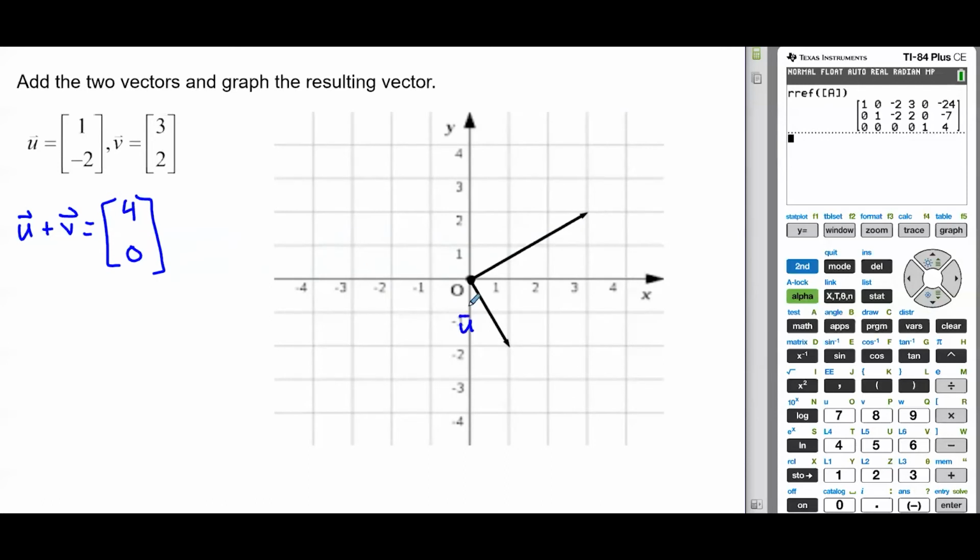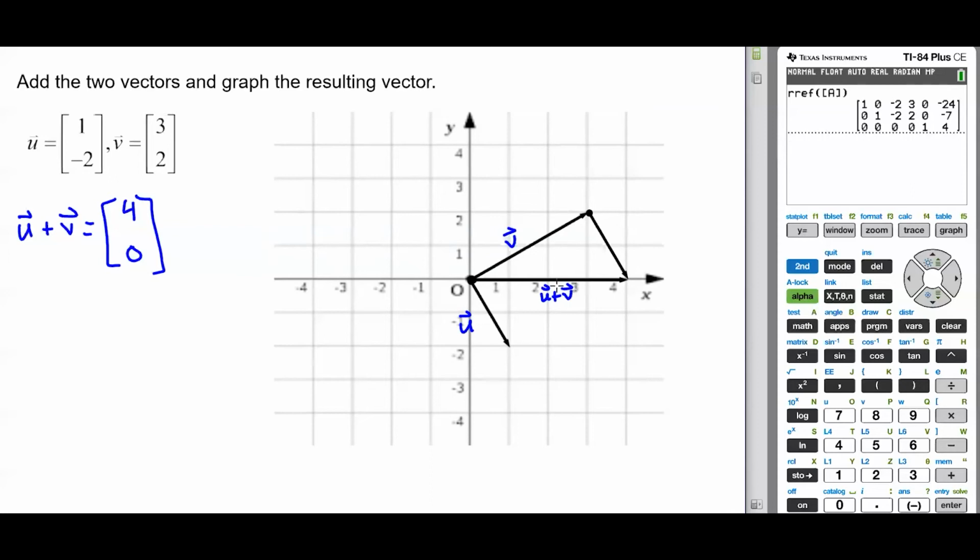This is u, this is v. And I'm going to make a copy. Let's make a copy of u. Do this, clone. And I'm going to place that at the end of v. And you see where the endpoint is here. If I now draw my resulting vector, the sum, it's right down the x-axis, and that is u plus v at (4, 0). So that's exactly what we got.